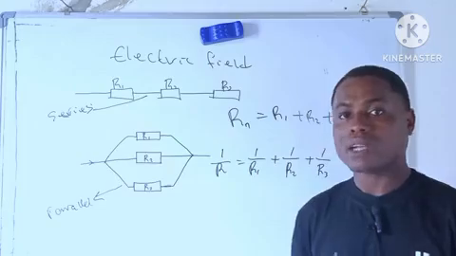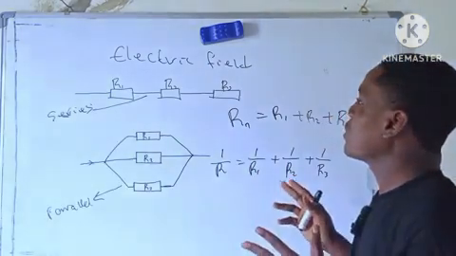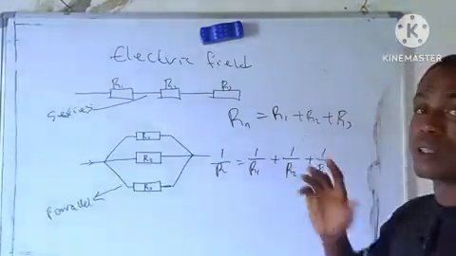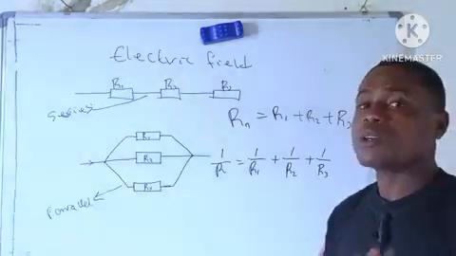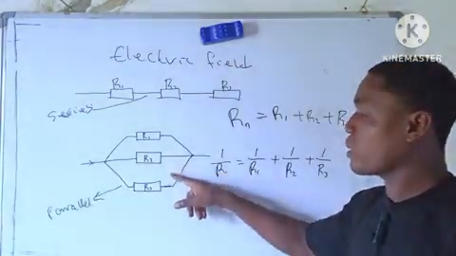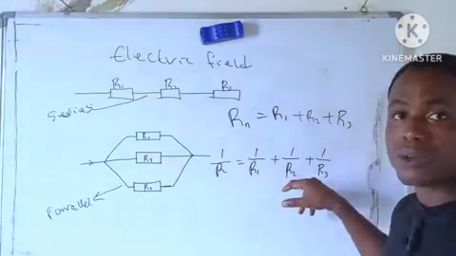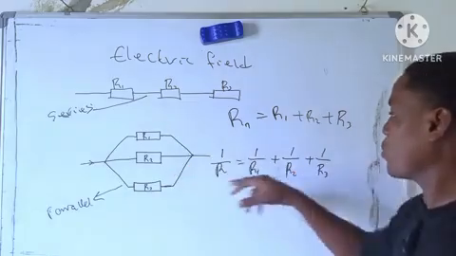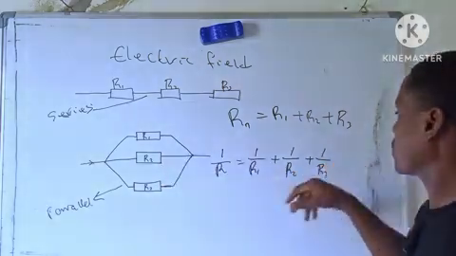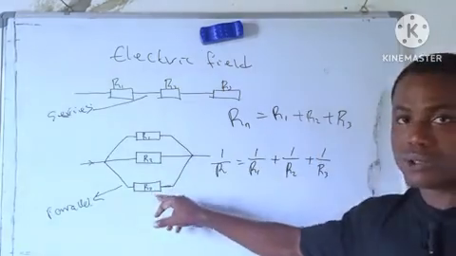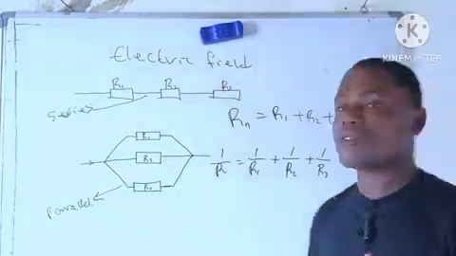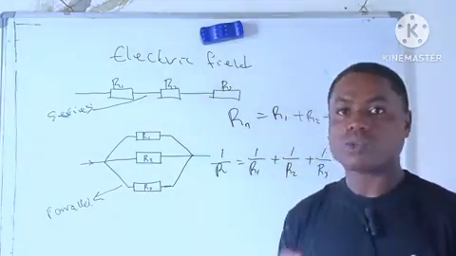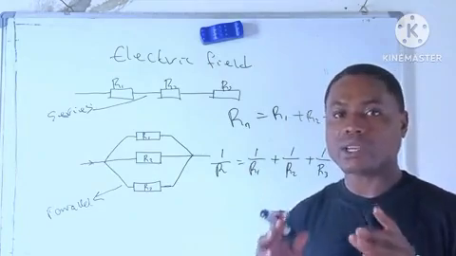Very different. Are you getting it? So if the connection is in series, this is how to calculate them. It's very simple, okay? But if the diagram is in parallel connection, this is how to calculate them, okay? 1 all over R equals 1 all over R1 plus 1 all over R2 plus 1 all over the third resistor. Understood?